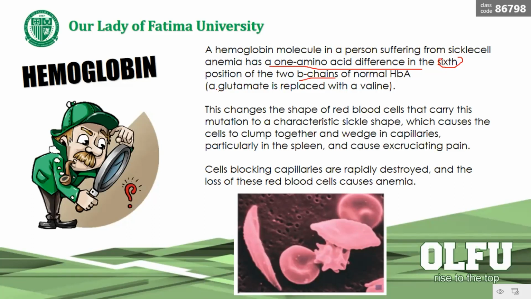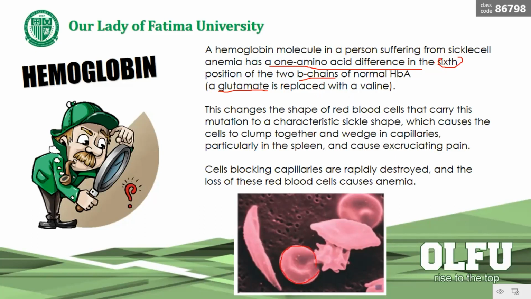Napalitan lang, no? The glutamate is replaced by valine. 1, okay? 1 amino acid lang yung napalitan. Nag-iiba yung shape of our hemoglobin. Normally, hemoglobin is like this, circular in shape.